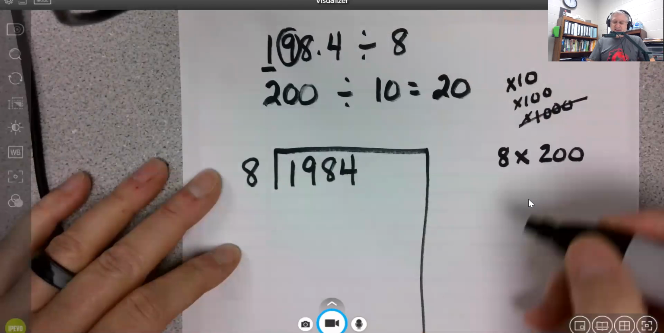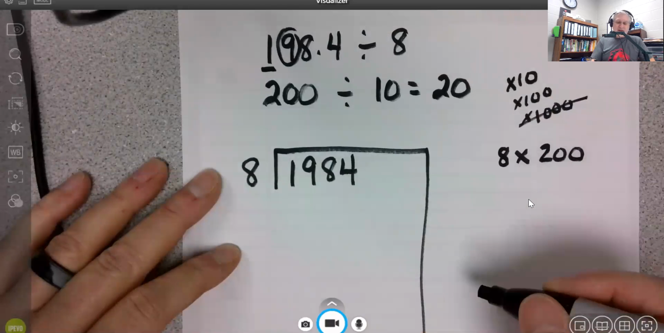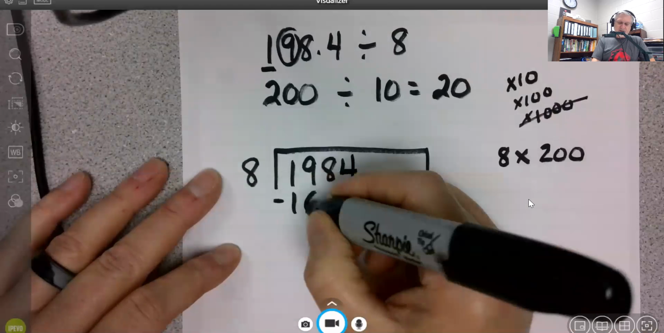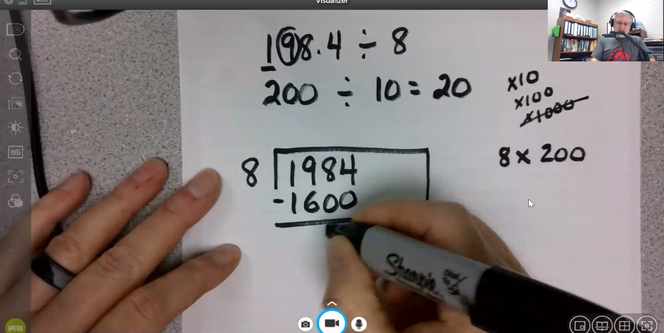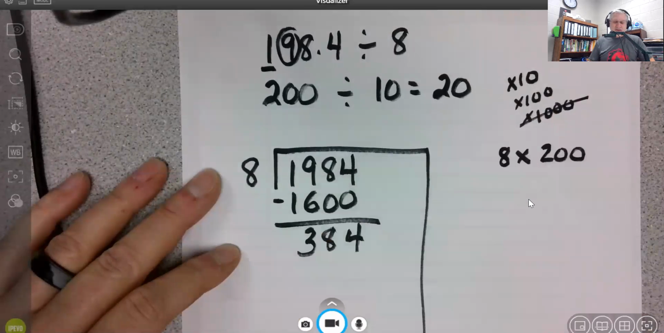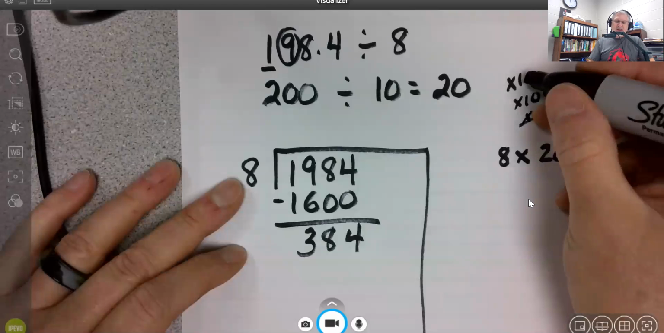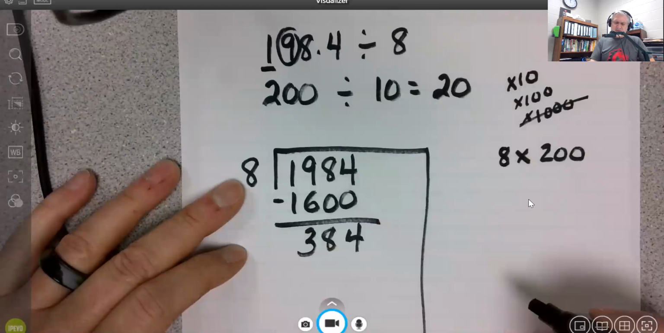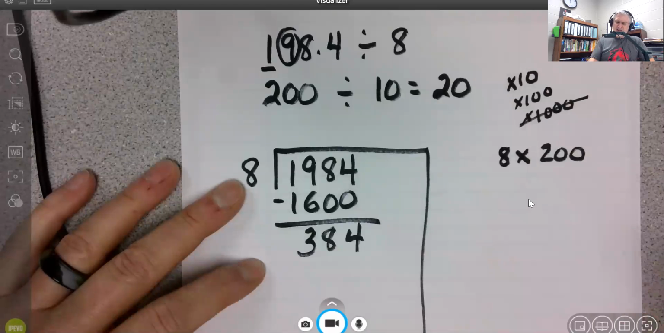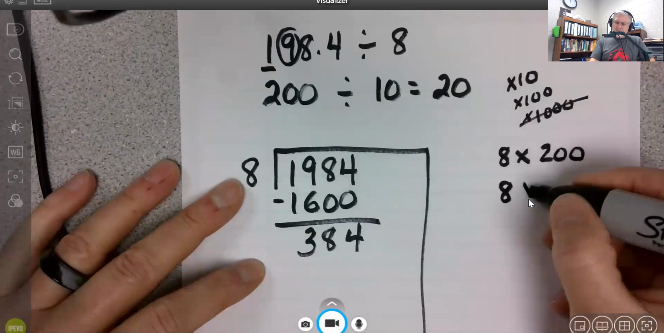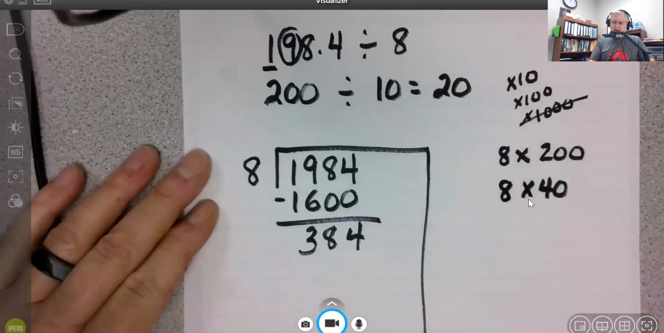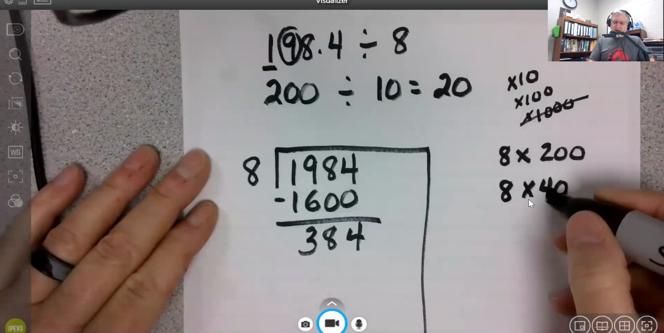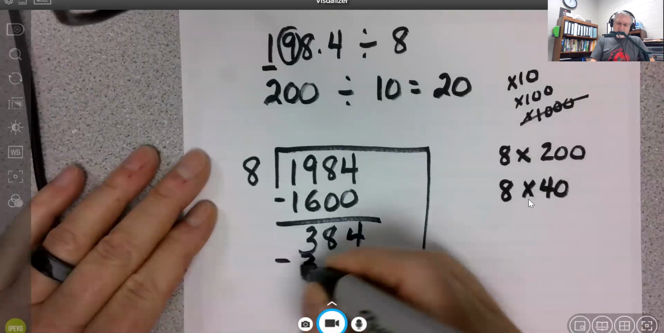I know that 8 times 2 is 16. Add my 2 zeros, then would make it 1,600. Subtract that, and I'm left with 384. I can't take another 100, and I know that 8 times 10 is 80. I wonder what would 50 be? 8 times 5 is 40. Add a 0 would be 400. That's still too big, but I think I could try 40. So 8 times 4 is 32. Add my 0, and then that gives me 320.